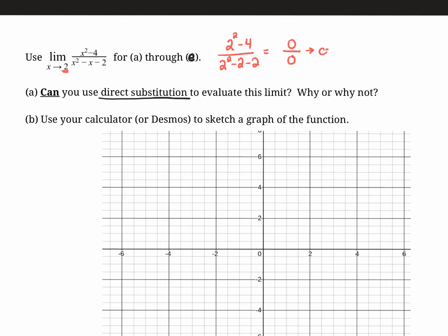And we said we can't determine what the limit is based on this information. So we have to try another approach. So that's your answer for this first little section here. We can't use direct substitution right now. You might be able to in the future, but we can't at the moment. Okay, pause the video for a minute, go on to Desmos, use Desmos to graph this function, and then come back and we'll continue on.